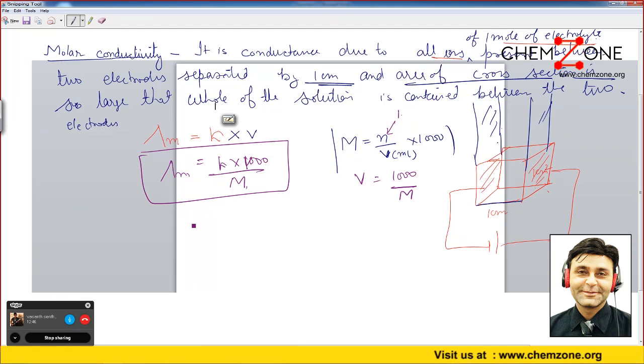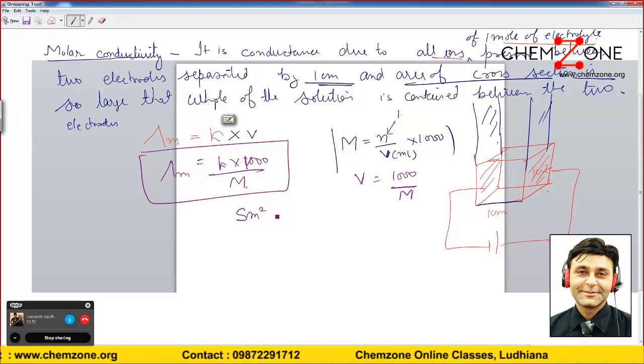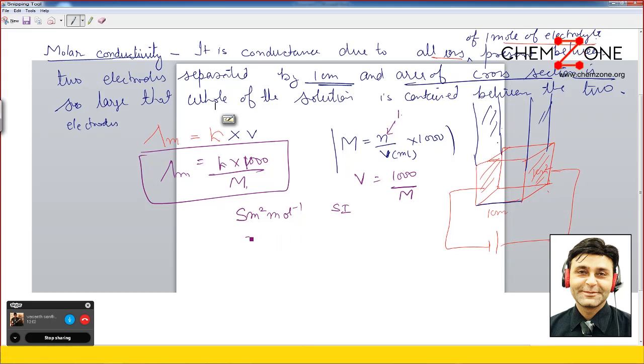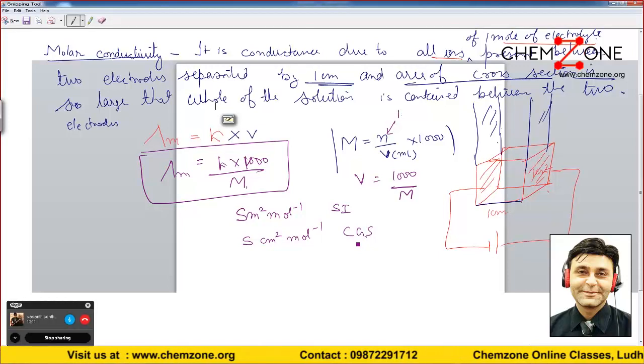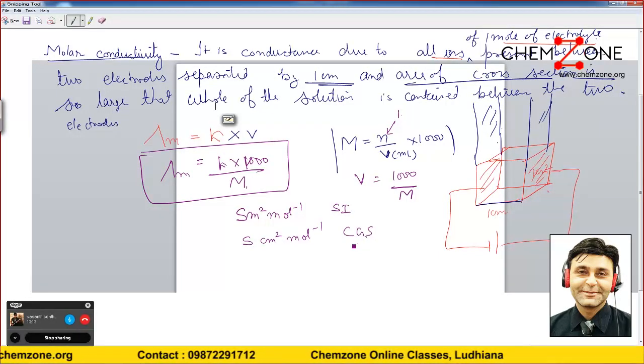So the unit will be Siemen meter square mole to the power -1. This is the SI unit. In CGS units it is Siemen centimeter square mole to the power -1. These are the two units. This is called molar conductance.